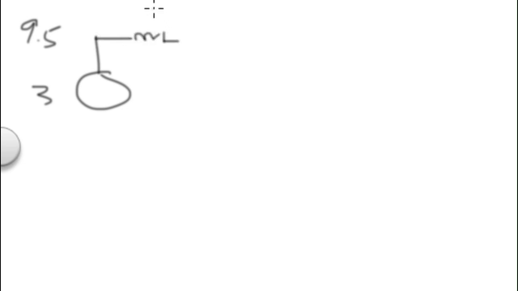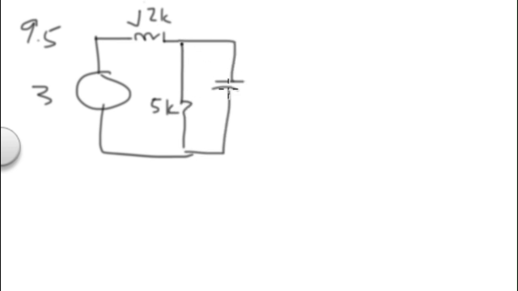So we're going to start again on chapter 9, and I want to review 9.5, 9.6, 9.7, and go ahead and finish the rest of the chapter. We're going to start with 9.5. The problem here is we've got a voltage supply at 3 volts. We've got an inductor up here at J 2K, a 5K resistor, and a capacitor that has a reactance of minus J 2.5K. We want to know the current up here.